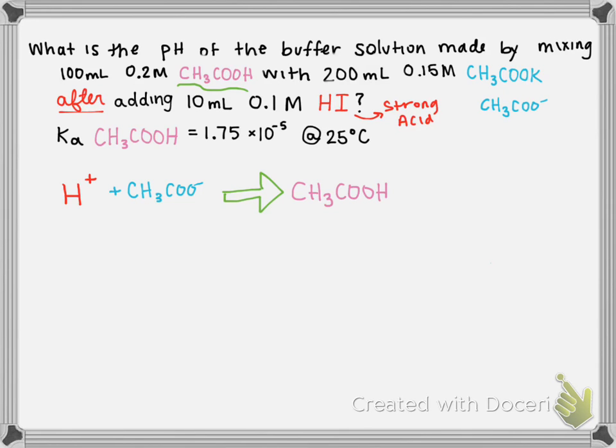And so we're going to use an ICF table. And we're going to use moles in our ICF table. So again, we'll use the relationship that moles is equal to liters times molarity to fill out our ICF table. So we'll have 0.01 liters of 0.1 molar H+. We'll have 0.001 moles of H+.